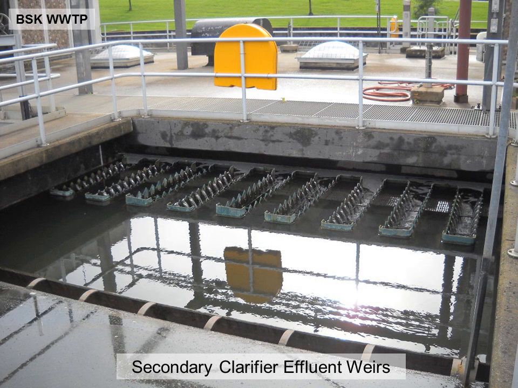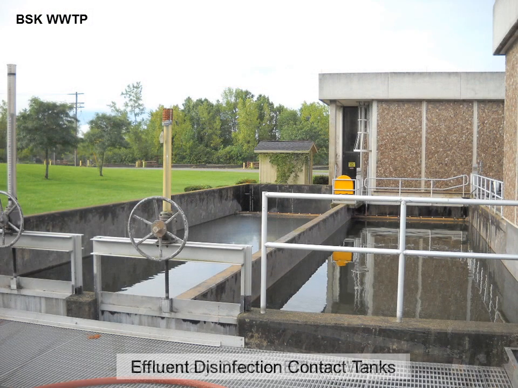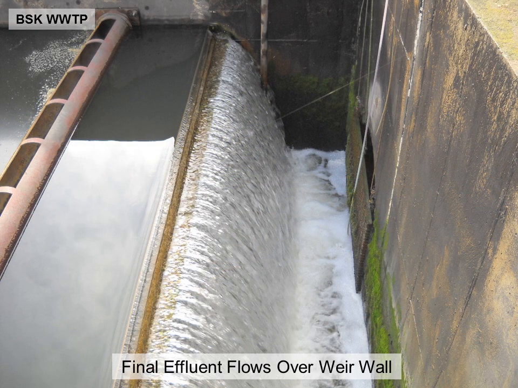Solids again settle out, and the effluent flows over the weir. Effluent then flows into a contact tank where it is disinfected using sodium hypochlorite. The final effluent is discharged to the Seneca River.